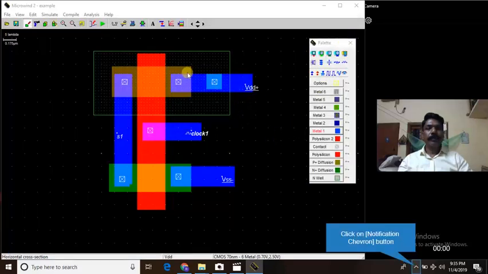There are so many things that you can do. Yeah, this is an inverter. In this video I've shown you how to draw an inverter in Microwind, how to check its transfer characteristics and timing diagram, and how to see the cross-sectional area. All these things you can do in this.